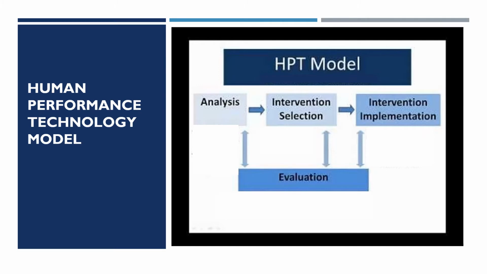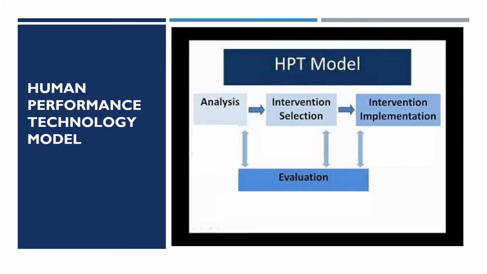Now let's look at the HPT model. The HPT model begins with the analysis phase. Then it moves on to intervention selection and then intervention implementation. Evaluation is applied to each phase of the model. So under analysis, there will be evaluation, under intervention selection, there will be evaluation, and under intervention implementation, there will also be evaluation.